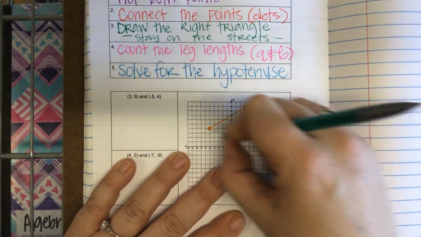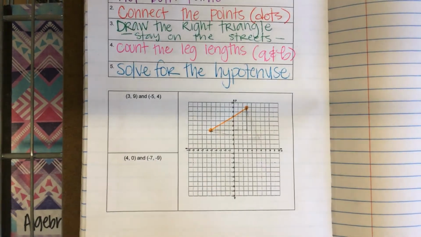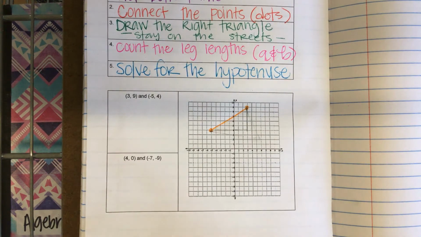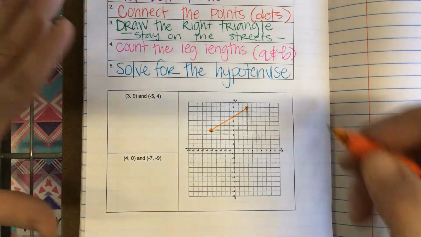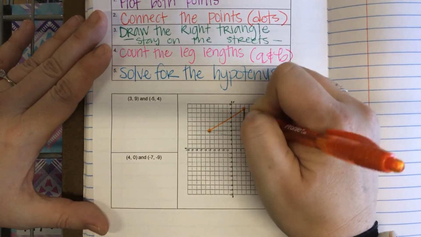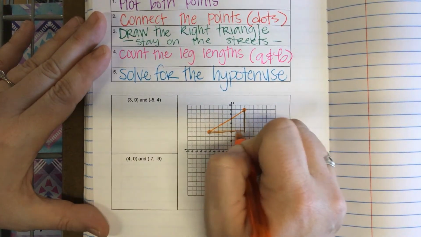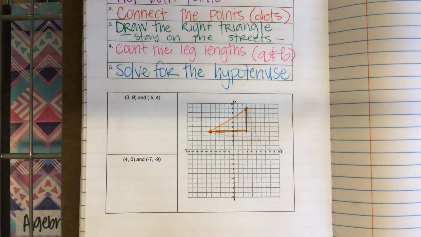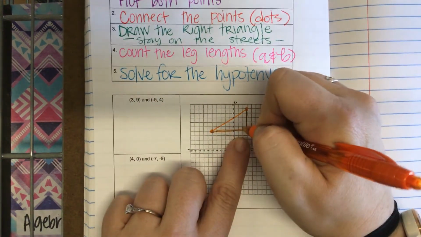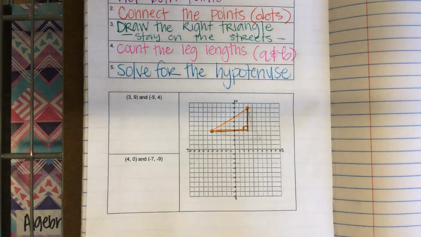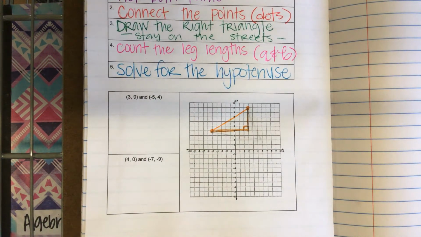You need to make a right triangle. And in order for it to be a right triangle, it has to be perpendicular, 90 degrees, which means that it's a vertical and a horizontal edge. Because look, right there in the corner, there's your box already. You have to make it on the streets. You cannot make a little side trip in the middle of your drawing of a triangle.